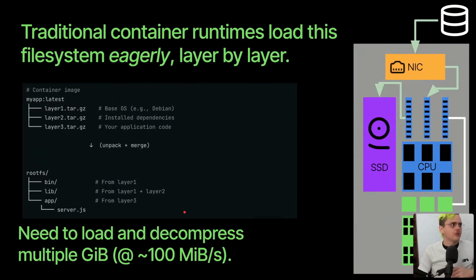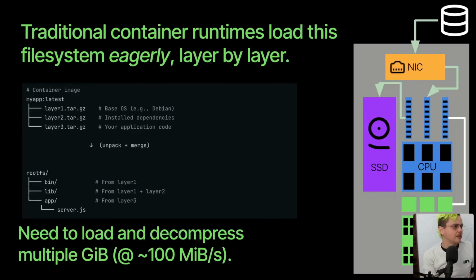So traditional container runtimes are going to load this file system eagerly, layer by layer. You build up this container image using something like a Dockerfile, layer by layer, by describing a set of changes from some base. And those get stored as a bunch of zip archives. Then in order to reconstruct the image, the typical thing to do is to load each one of these sequentially, decompress them, and layer them on top of one another.